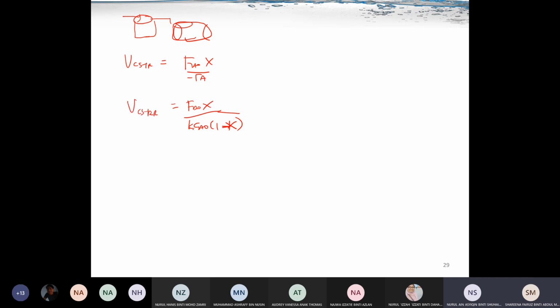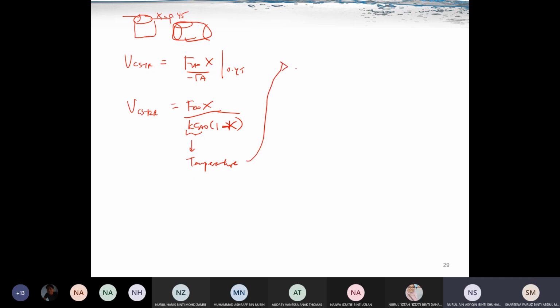So look at this equation. What value do you not have? For X we already have it, because we want to measure the VCSTR, meaning that we will look at the X1 is equal to 0.45. So no problem with X. You don't have the value of k. So now you have to relate k, which depends on the temperature. So how do you relate it? By looking at the Arrhenius equation.